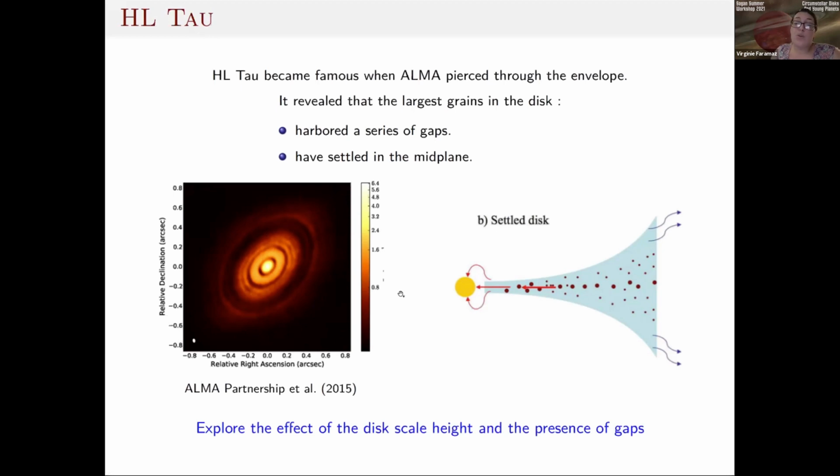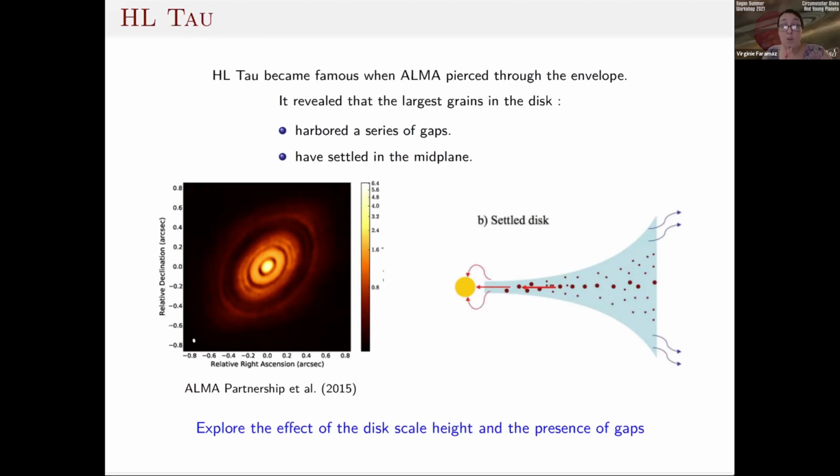And what we want you to explore as well with this system is how the presence of gaps affects the SED, whether you can maybe know whether there are gaps already from the SED or not. And we also want you to understand the effect of the disk scale height. So the disk scale height is a measure of the vertical extent of your disk at a given reference distance. Usually, in this case, it will be 100 AU.